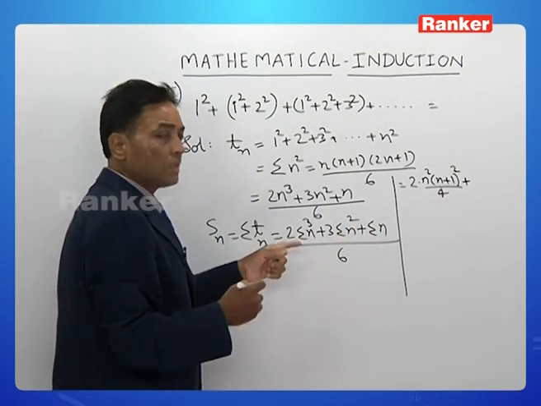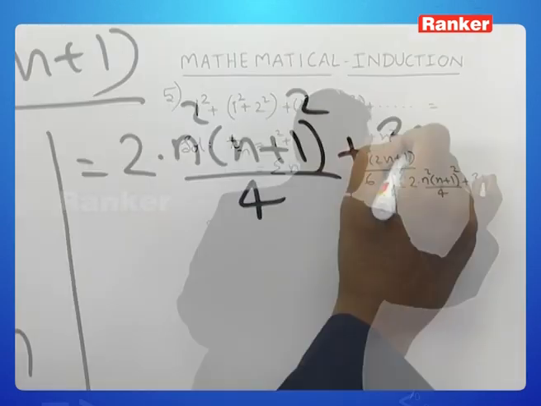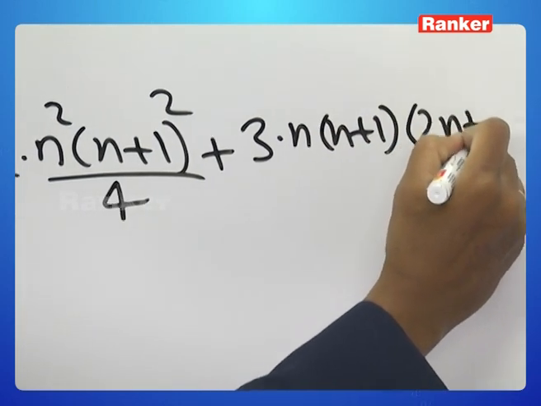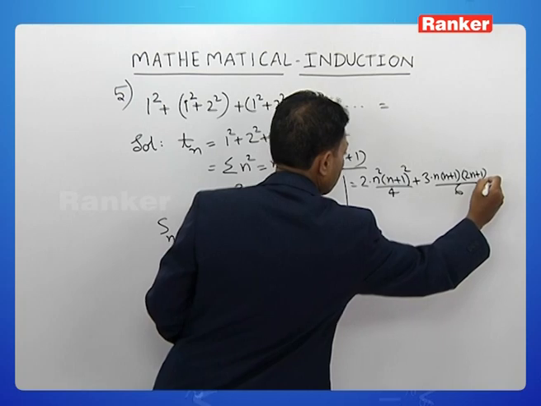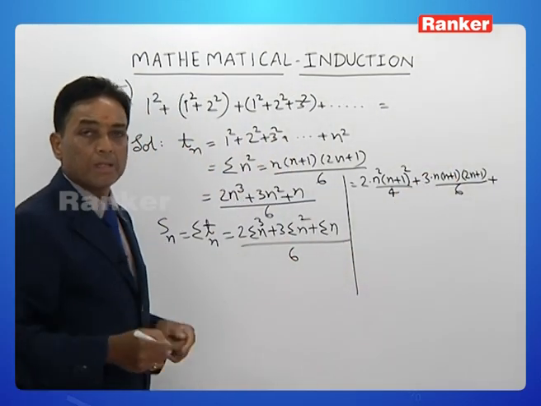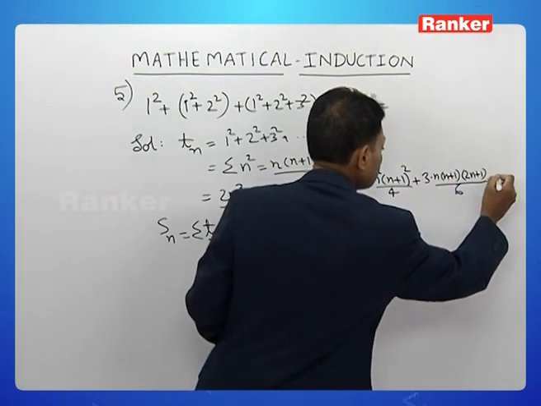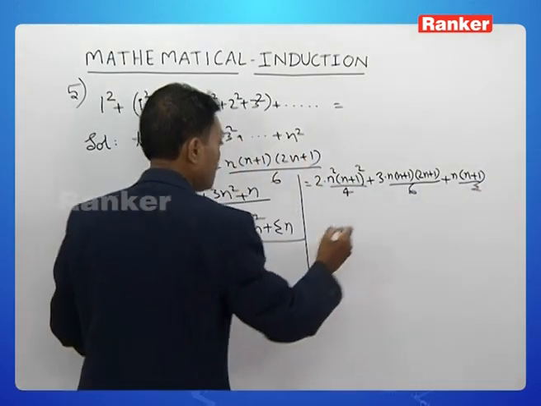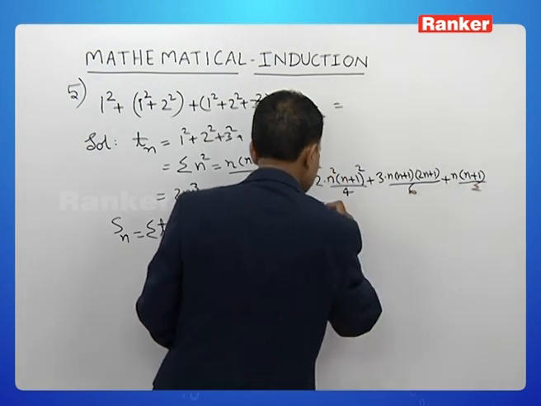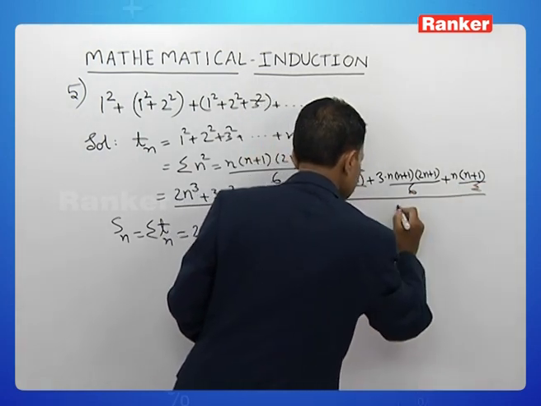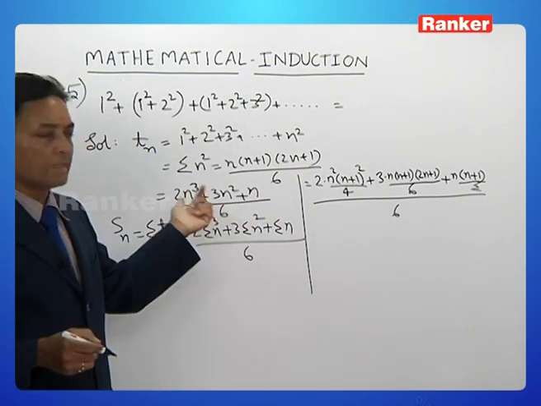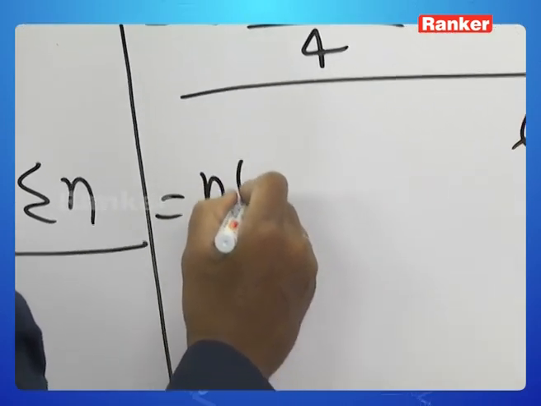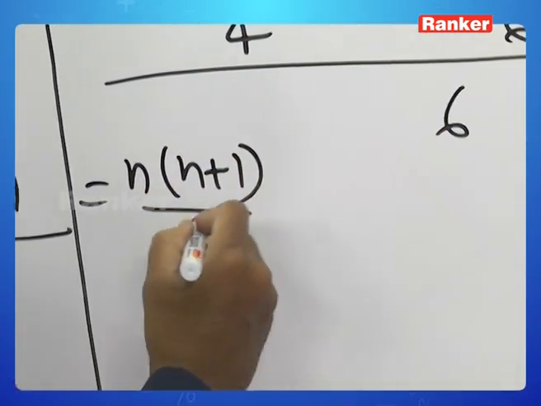Next, 3 into sigma n square: n into n plus 1 into 2n plus 1 by 6, plus finally sigma n: n into n plus 1 by 2, whole by 6 also there. So, we write whole by 6. It is the same again, you can take n into n plus 1 by 2 common.